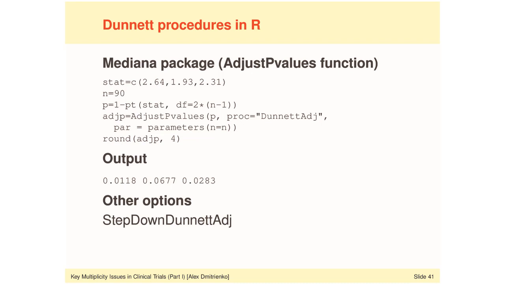This results in the same set of multiplicity adjusted p-values as before. It's easy to verify this, and this function also supports computation of adjusted p-values using the step-down Dunnett procedure. To request this procedure, we need to set the proc parameter in the adjust p-values function to the keyword listed at the bottom of this slide.